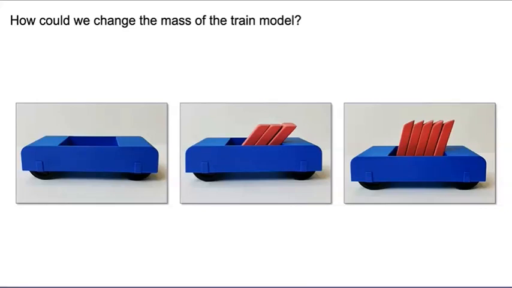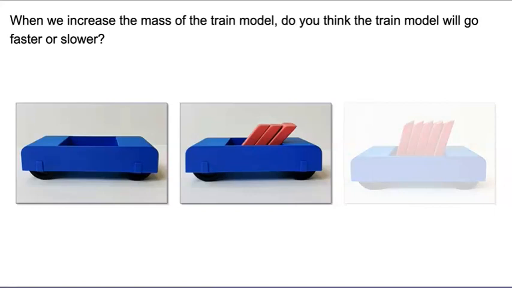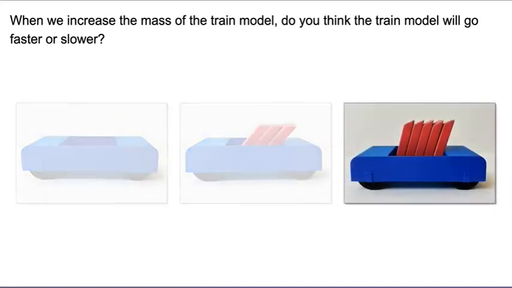Before we begin our investigation, let's make a prediction. When we increase the mass of the train model, do you think the train model will go faster or slower? Do you think a train model with less mass will move faster? Maybe. Objects with less mass are easier to push. And when we add more erasers to the train model, do you think it will move slower because objects with more mass are harder to push? Let's investigate to find out.